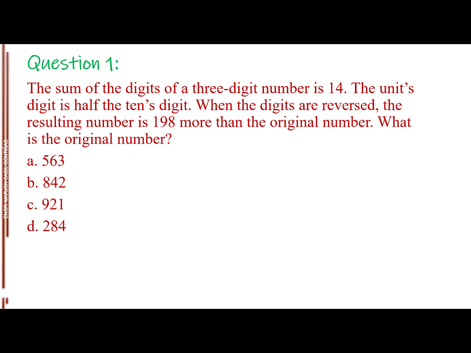The sum of the digits of a 3-digit number is 14. The units digit is half the tens digit. When the digits are reversed, the resulting number is 198 more than the original number. What is the original number? Letter A, 563, letter B, 842, letter C, 921, letter D, 284. Your timer starts now.